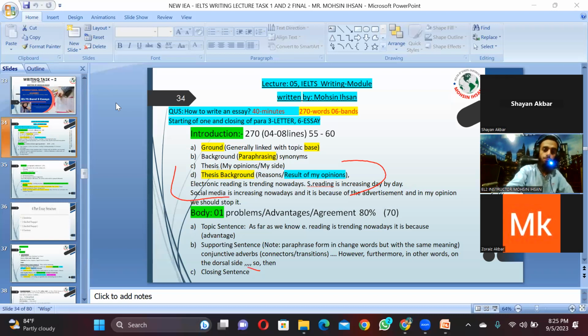Now how can we close body one? Whatever you have discussed, try to close that in a nutshell. We reach the conclusion. There are a lot of advantages, right, of this screen. Let me have a closing from here. Now see body one. This is body one, right?